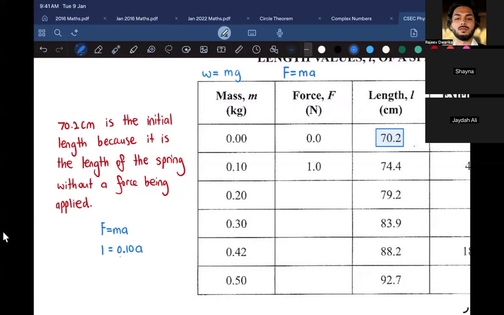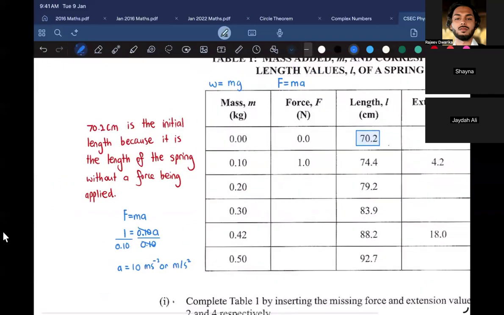To find a, I would have to divide both sides by 0.10, and 1 over 0.10 should give you 10. Right? And the units for acceleration will be m s^-2 or m/s². Yes, sir. I didn't want you to assume that gravity was 10. I would prefer if you find it. So if that's the case, could you fill out the rest of the table?